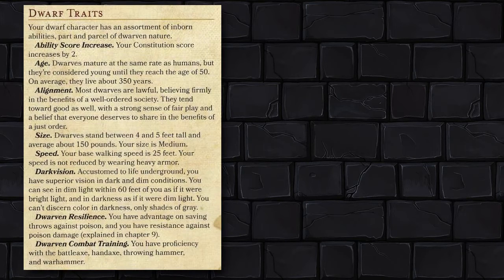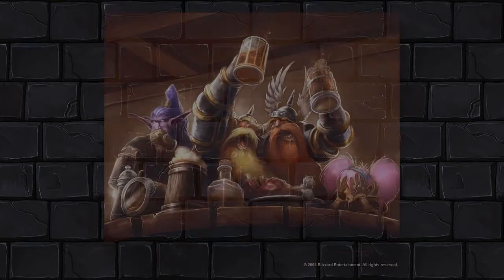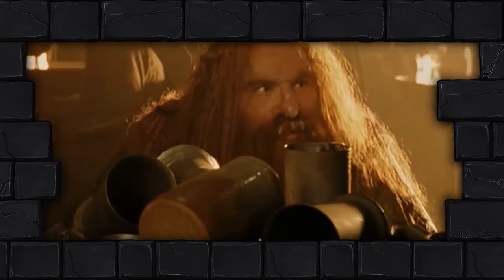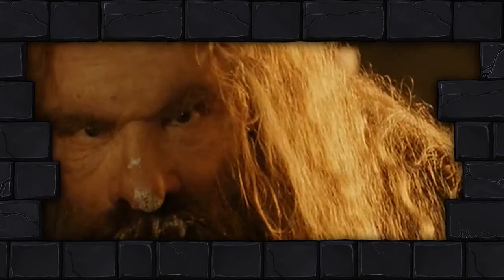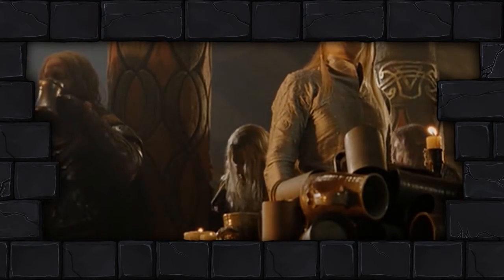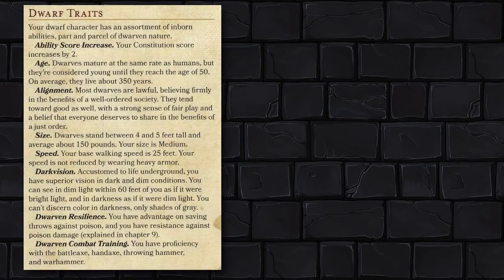Dwarven resilience. Yeah, dwarves live underground, so they're accustomed to life underground. They can see in the dark, and they also drink a lot. Because, okay, let's look at it from this perspective. When you mine all day, then it's obvious that you're gonna spend a considerable portion of your free time in the tavern with your mining buddies, swinging brew and trying not to get your beard totally destroyed. So in that sense, dwarves have advantage on saving throws against poison and resistance against poison damage. So you could attribute that to them being tough and having this thick skin, but I'm a firm believer that drinking is very involved.